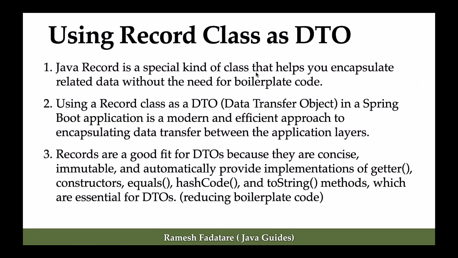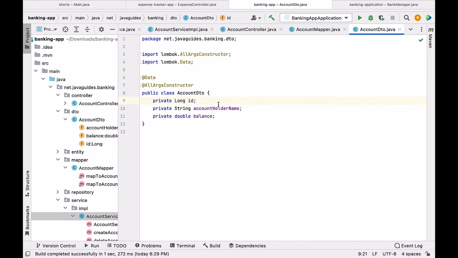Hi everyone, welcome back. In this lecture, let us see how to use a Java record class as a DTO class in our banking application. Well, if you look at the banking application code here, we have used a normal class as a DTO class to transfer the data between client and server. Now, we are using Java 17 plus, so we can utilize the latest features of Java, right? So the record class is a special type of class which was introduced in Java 16. So we can use a record class to transfer the data between client and server.